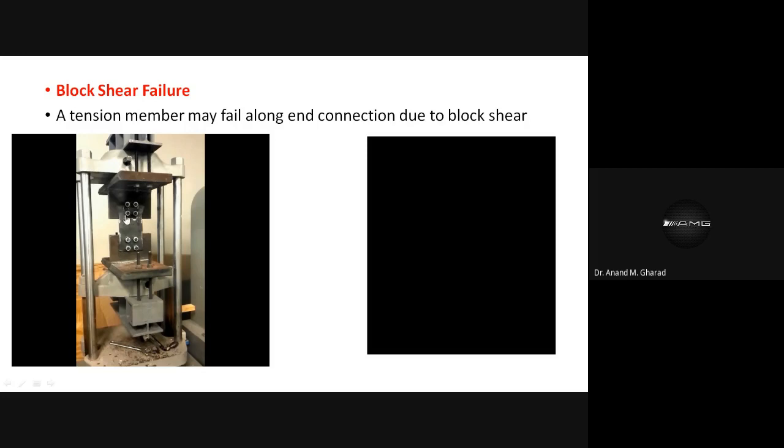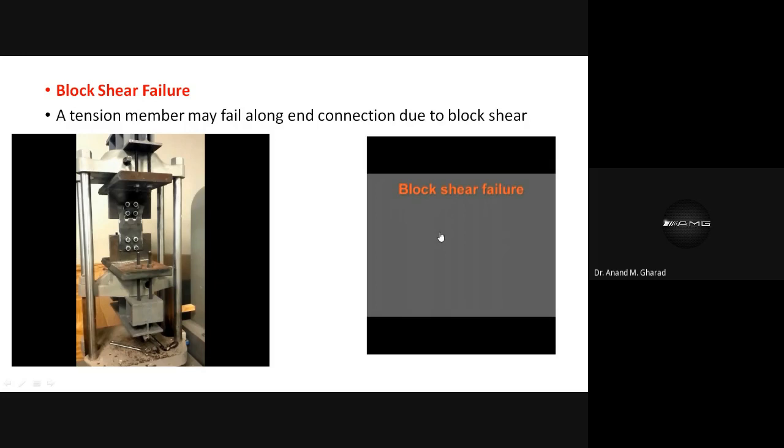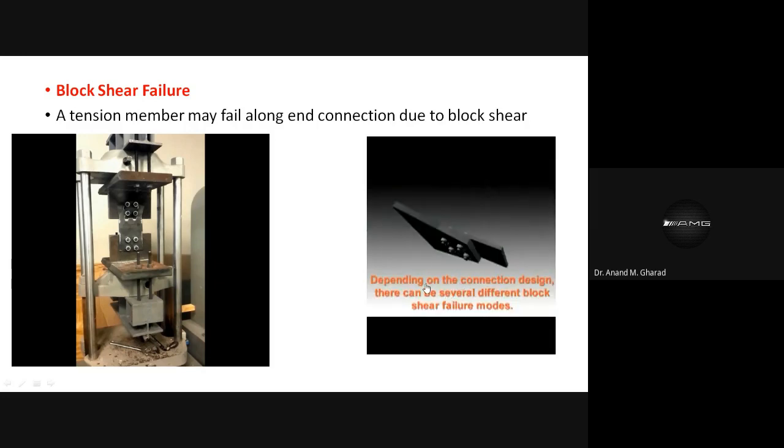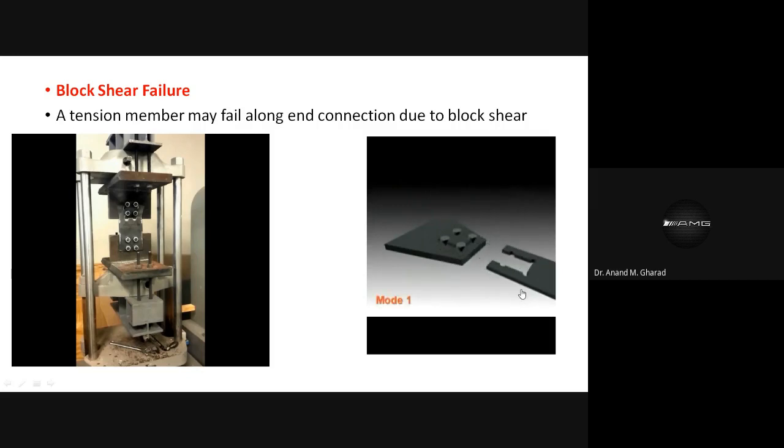This is one type of connection. As I proceed, you will see that there are different connection types and for different members. This is for two plates which are connected to another plate with the help of bolts. Now let us see another video. So this is a plate which is subjected to a pull, and now you can see there are actually different modes of block shear failure.